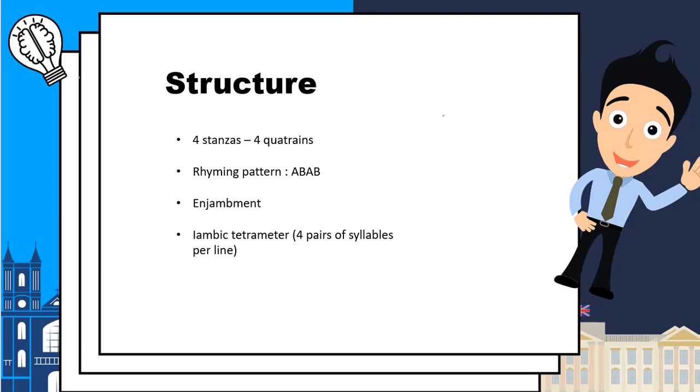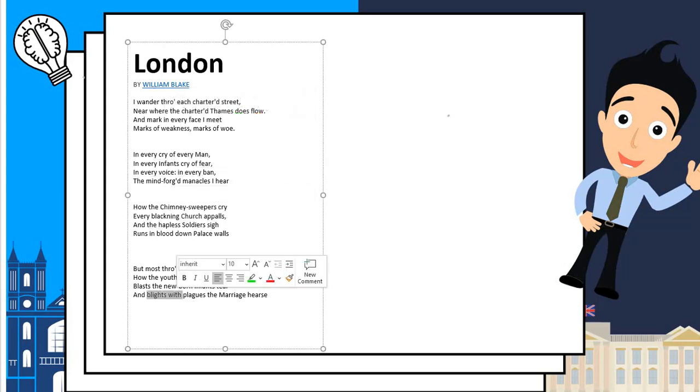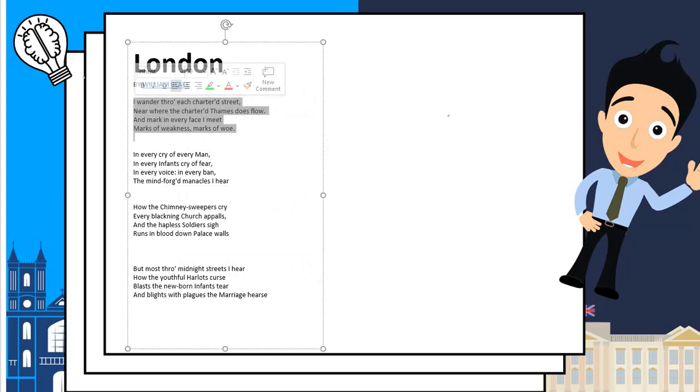So if we just slow down a little bit and go back over this and look at the poem. So there are 4 stanzas, 1, 2, 3, 4. There are 4 lines in each stanza. 4 lines in a stanza is a quatrain. So there's 4 stanzas of 4 quatrains.